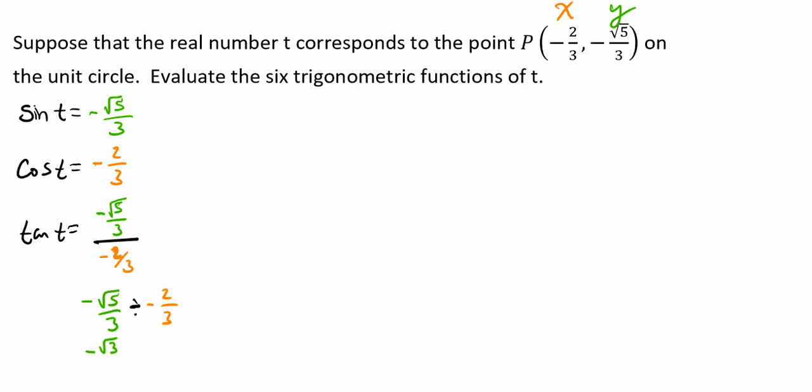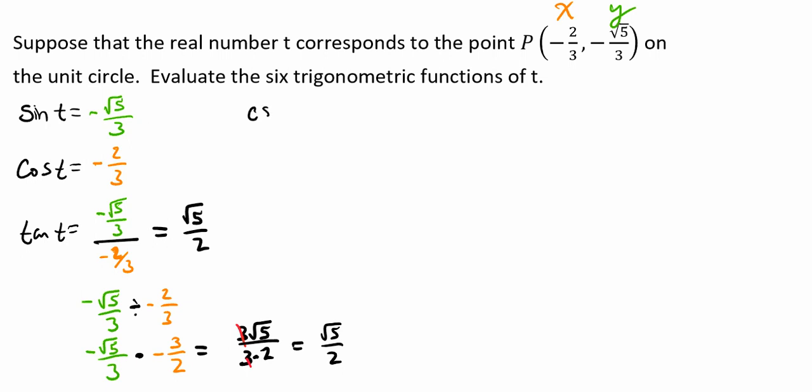So we're going to keep negative radical 5 over 3, change it to multiplication, and then flip it: -3 over 2. When we multiply that, that's going to give us a positive 3 radical 5 over, and we're going to leave this as a 3 times 2 for right now, because that allows us to then cancel out our 3's, and that leaves us with radical 5 over 2. So we say the tangent of t is radical 5 over 2.